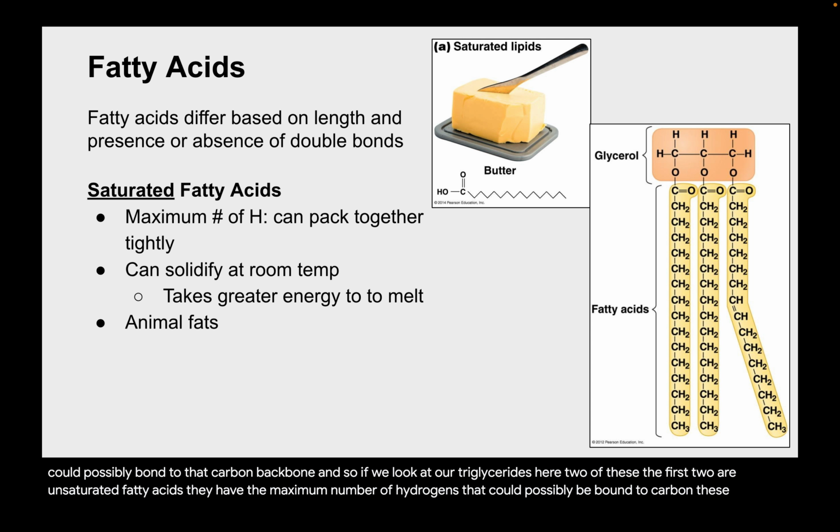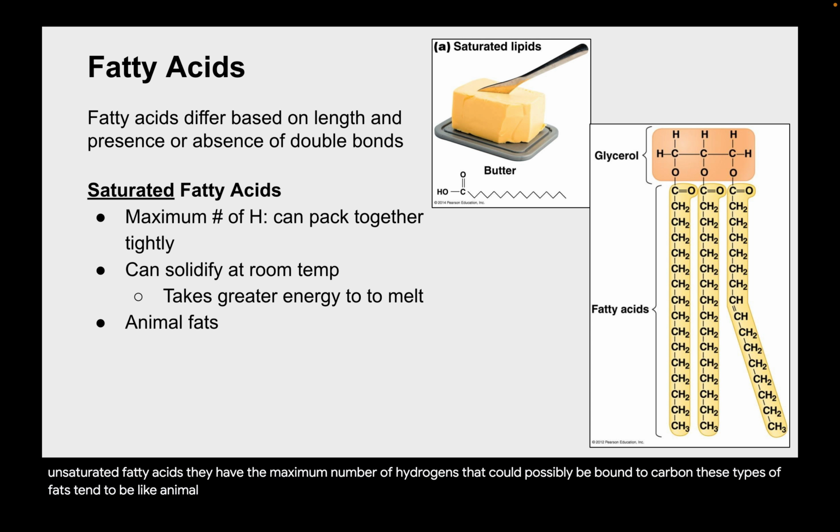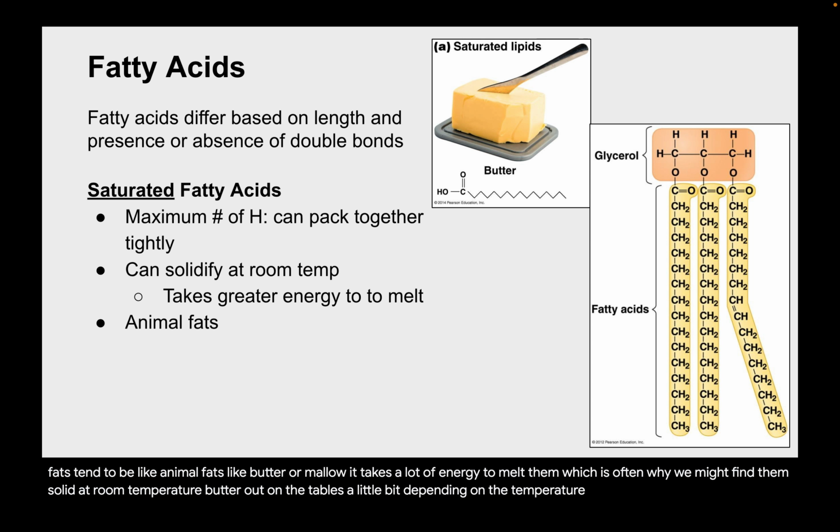These types of fats tend to be animal fats, like butter or tallow. It takes a lot of energy to melt them, which is often why we find them solid at room temperature. If you put butter out on the table, it's not going to immediately melt and create a huge mess. It might melt a little bit depending on the temperature, but it's going to pretty much stay solid.